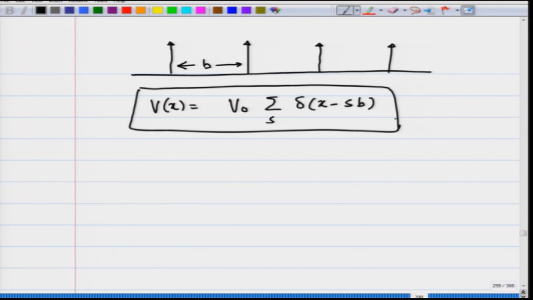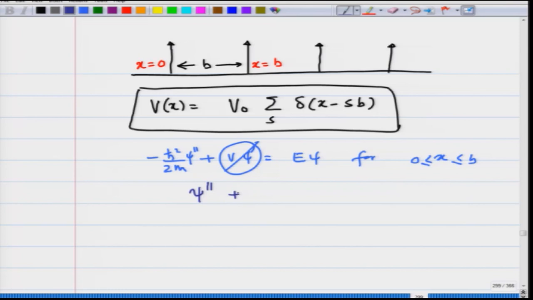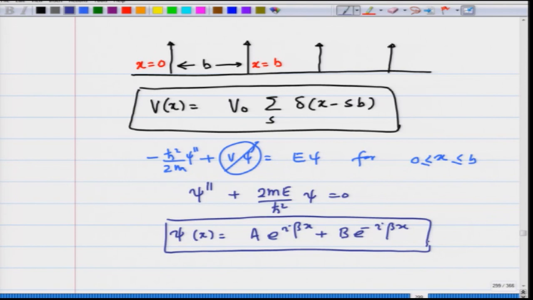Again, let me take the point at the first barrier to be x equals 0 and the other point to be x equals b. If I take the solution of the Schrodinger equation for x between 0 and b, the potential is 0, and therefore I get psi double prime plus 2mE over h cross squared psi equals 0, and I get psi(x) equals A e raised to i beta x plus B e raised to minus i beta x. That is the solution for the region between 0 and b.